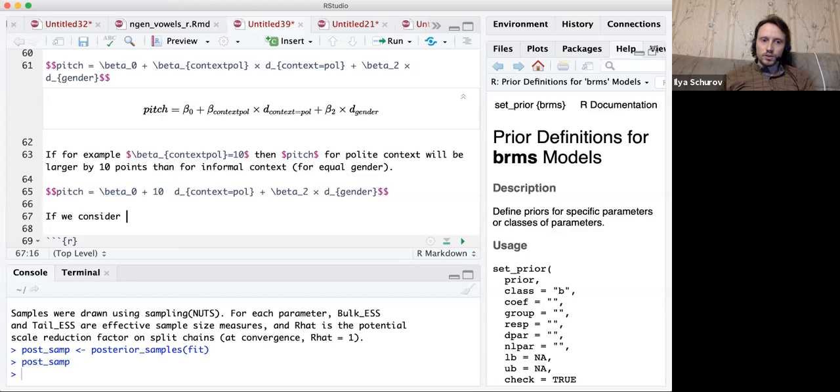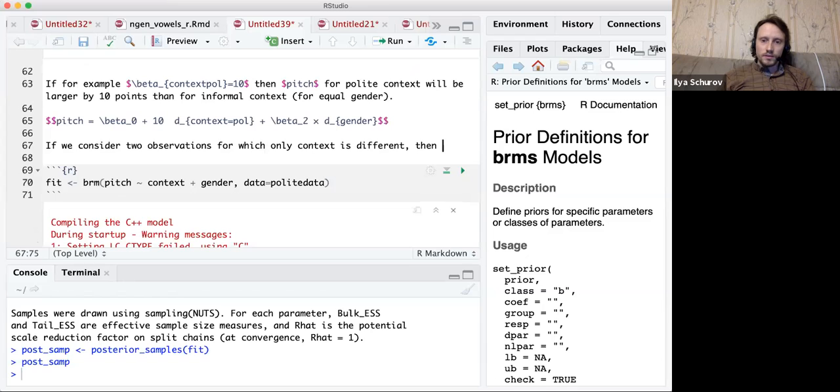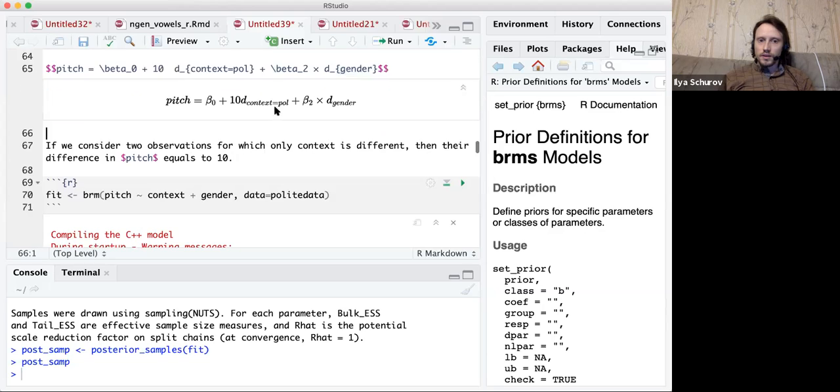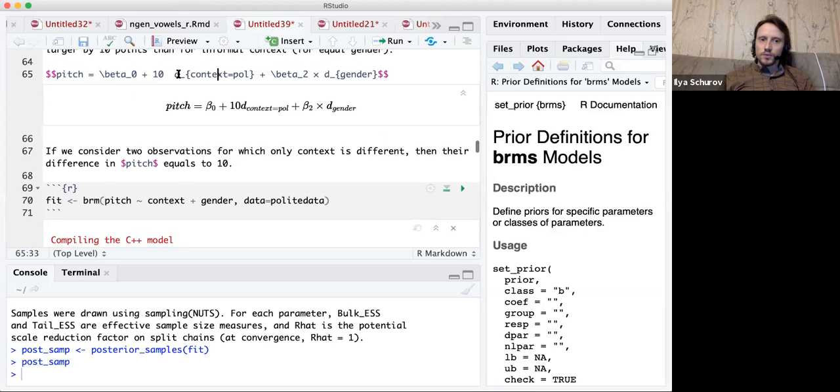If we consider two observations for which only context is different, then their difference in pitch equals 10. Because if gender is the same for these two observations, then this part is the same, this part is the same, and the only thing that is different is this part. In this part, for one observation, we have 1, and so we have this value 10. And for another observation, we have 0, and we don't have this 10. So this is the only difference.